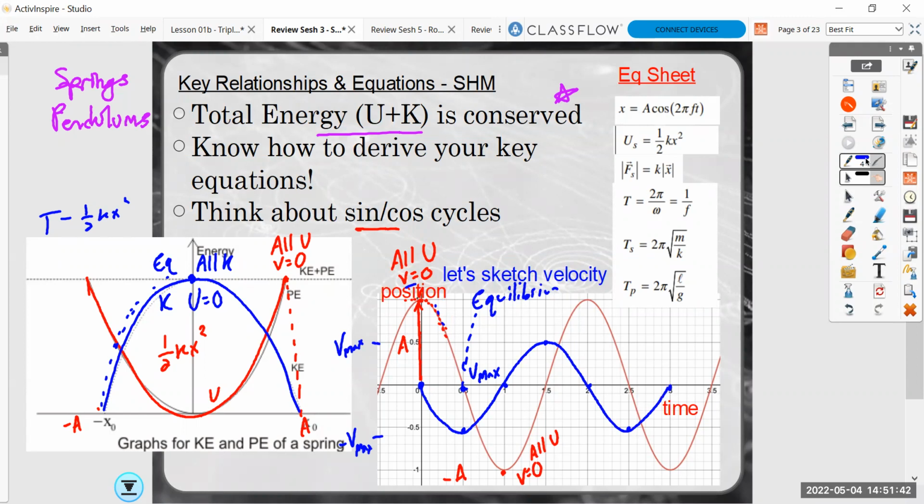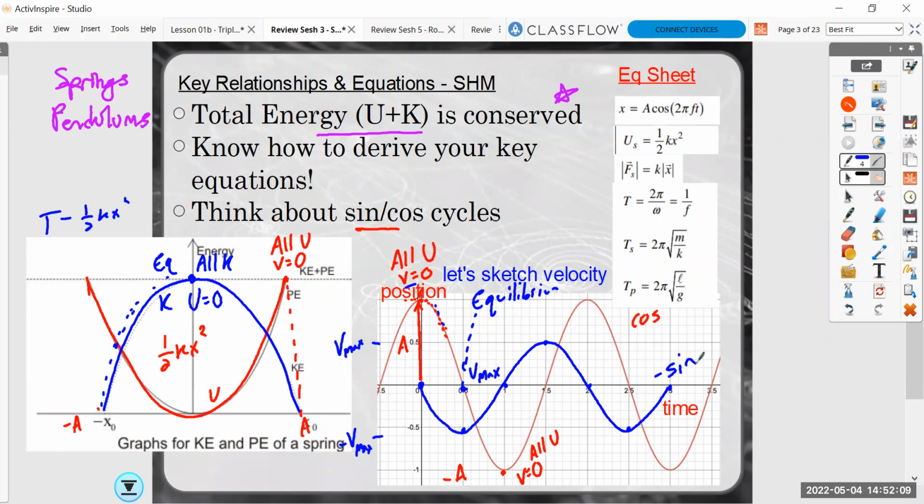In fact, specifically here, my position graph looks like a cosine graph, and my velocity graph looks like a negative sine graph, which, for those of you doing calculus, you will appreciate as being the correct relationship that I have here. So all the graphs are sinusoidal. If I graph acceleration, it would be sinusoidal. So everything about simple harmonic motion is motion in sines and cosines.